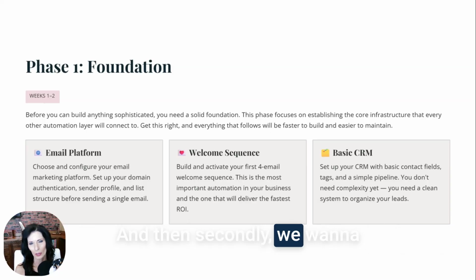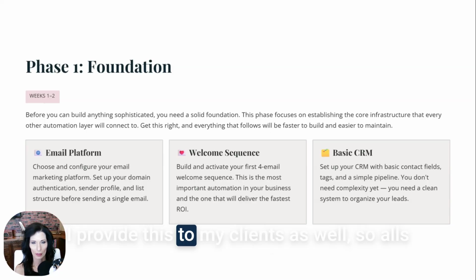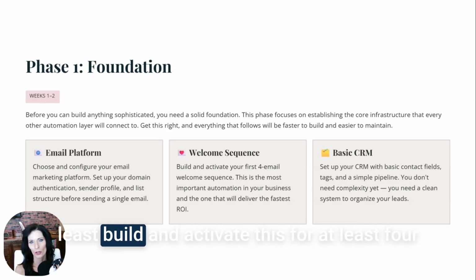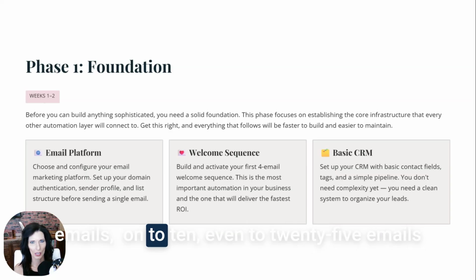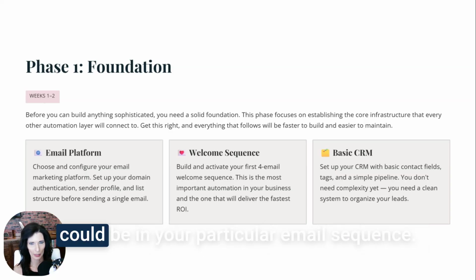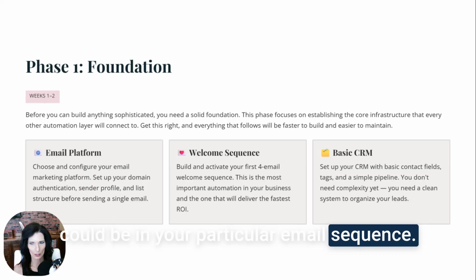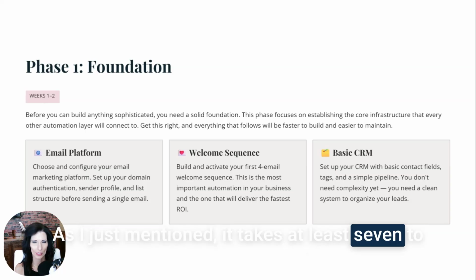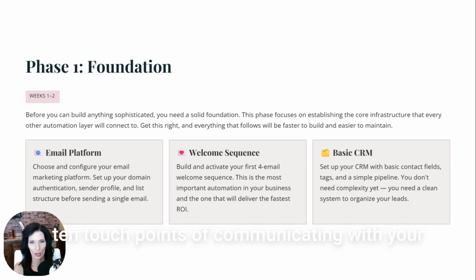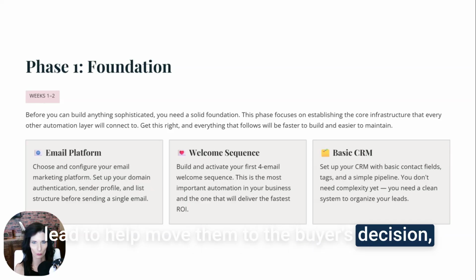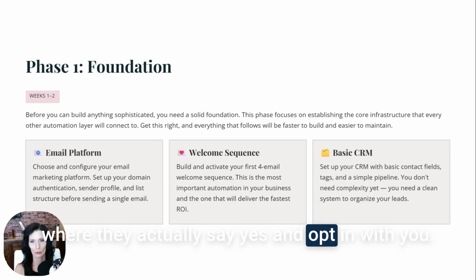And then secondly, we want to have the welcome sequence. I provide this to my clients as well, so all we need to do is tweak it for your business and for your offer. You want to at least build and activate 4 emails, on to 10, even to 25 emails could be in your particular email sequence. As I just mentioned, it takes at least 7 to 10 touch points of communicating with your lead to help move them to the buyer's decision where they actually say yes and opt in with you.